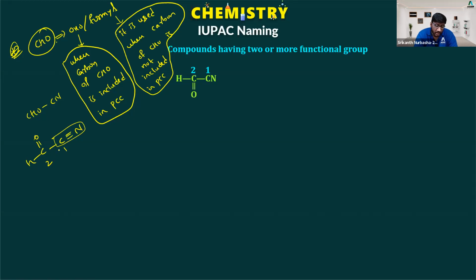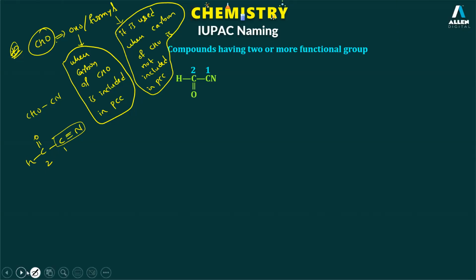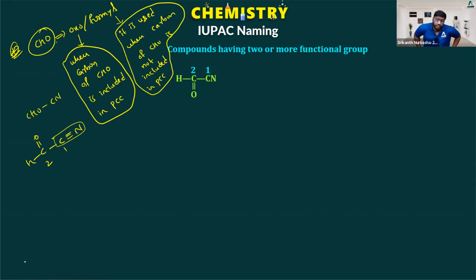So in this case, CHO C triple bond N. So I have to use the oxo or formyl. The carbon of C double bond. So what is the name now going to be? I have given everything. So how many carbons are there? Yeah, how many carbons are there? 2 carbons. This is the root word, Eth. Carbon single bond, so plus an.